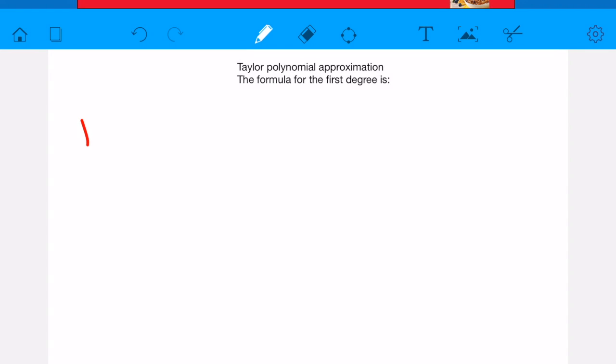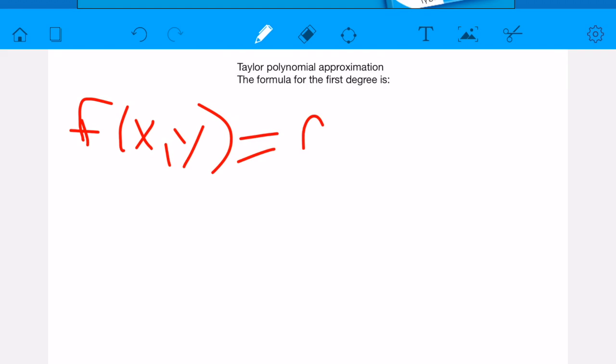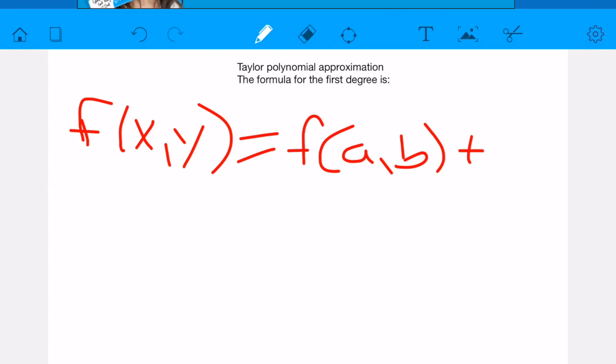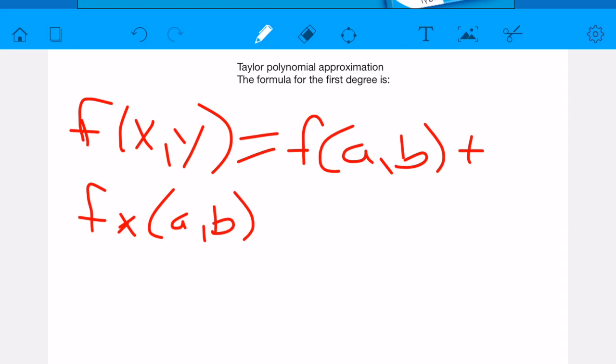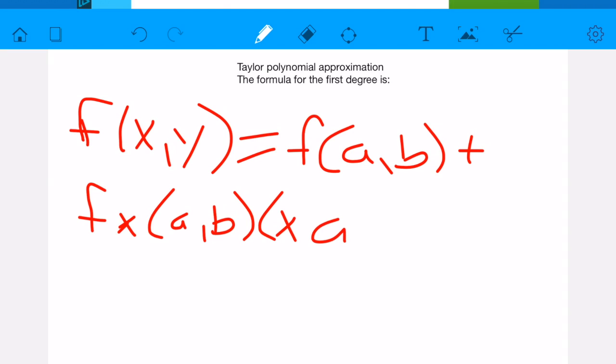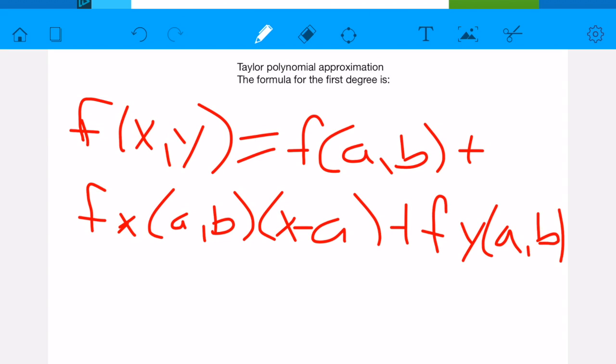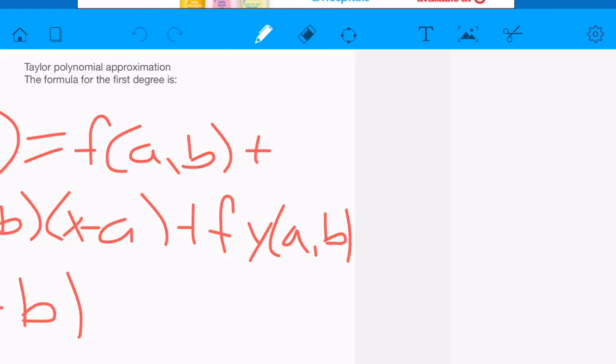The one that I chose to do is the Taylor polynomial approximation. To start out, I'm going to give the formula. The formula of the first degree is f(x,y) equals the function of (a,b) plus f_x(a,b) times (x minus a) plus f_y(a,b) times (y minus b).